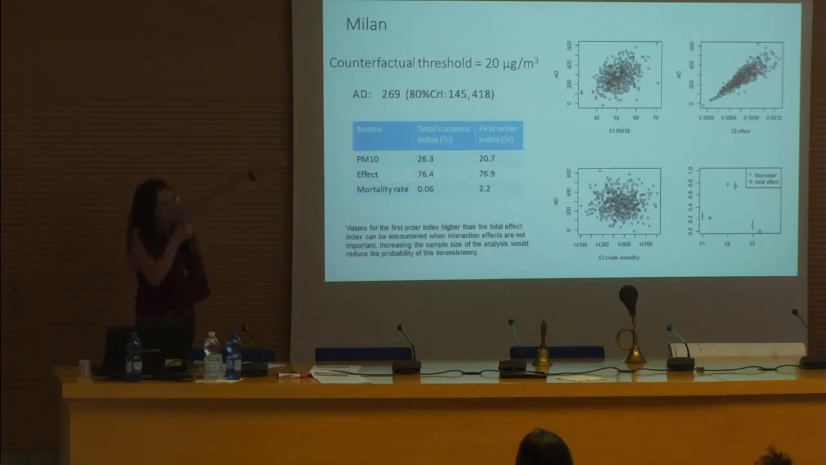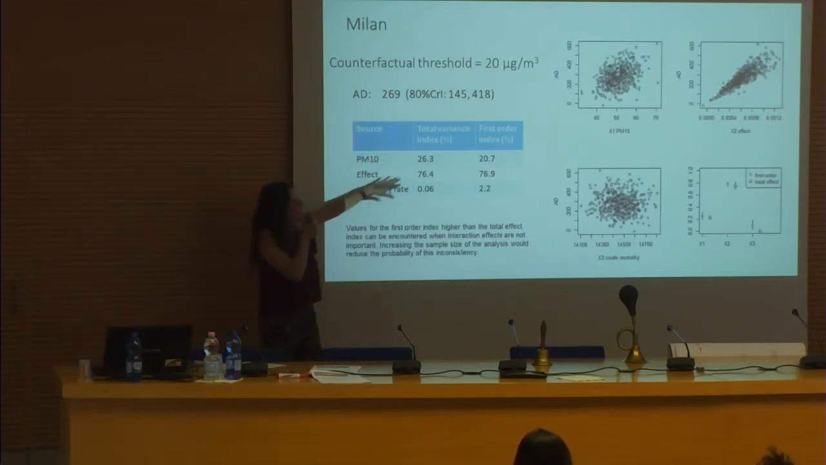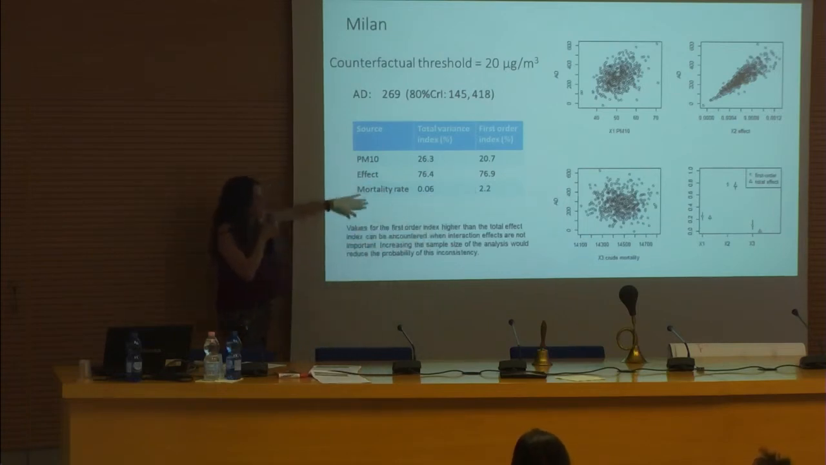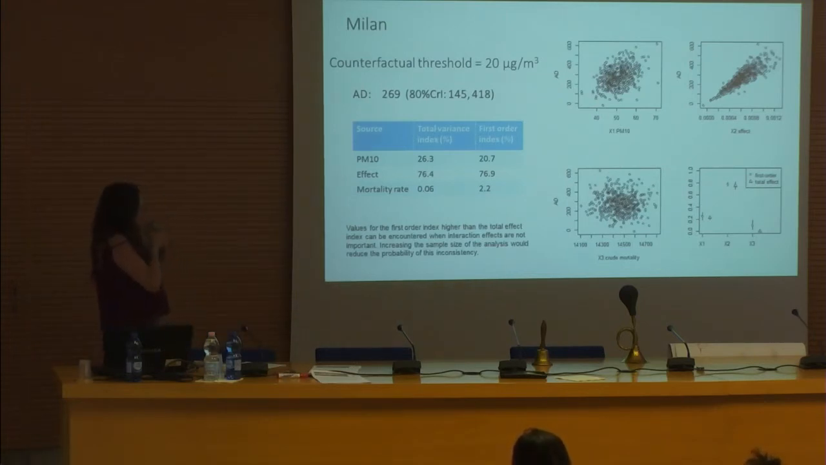When we use the counterfactual scenario of 20, here I reported the total variance index and the first order index for the 3 input quantities. We can see that the most relevant effect is related to the exposure response curve. So this is the source of uncertainty which is more important in determining the total variance.